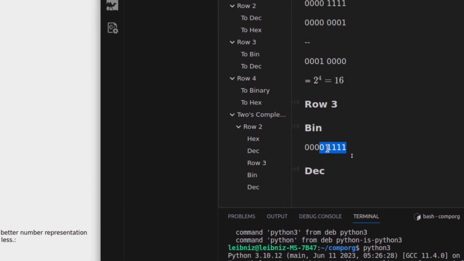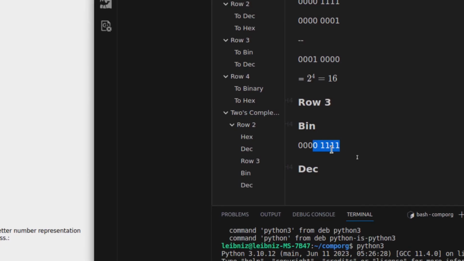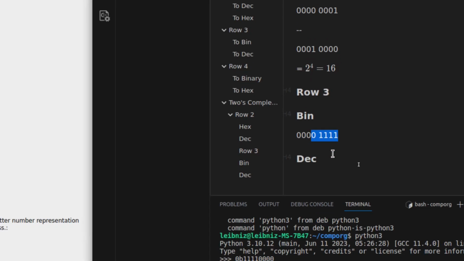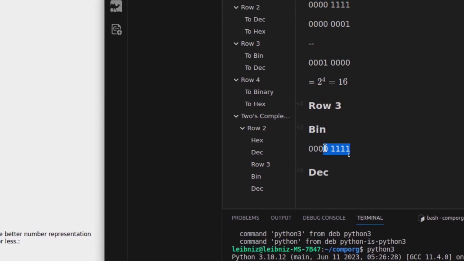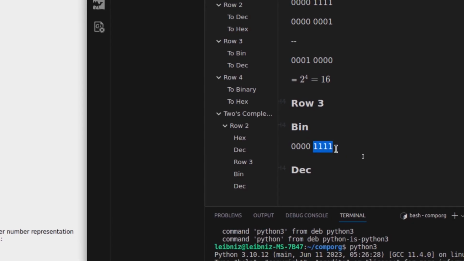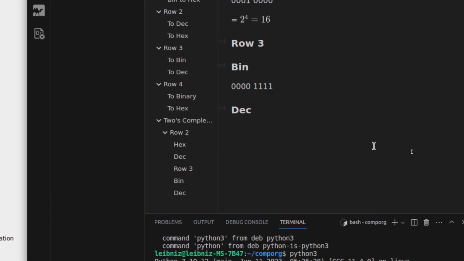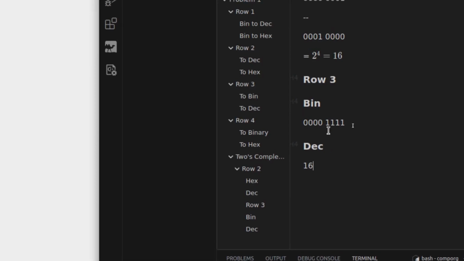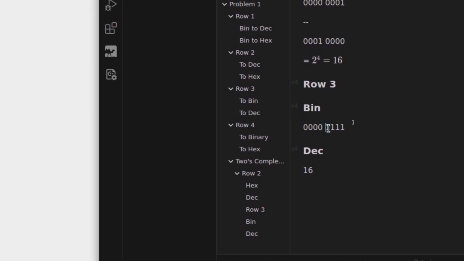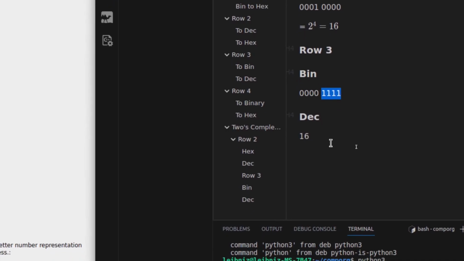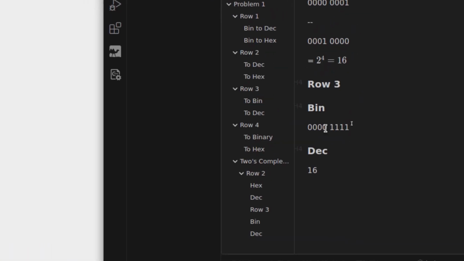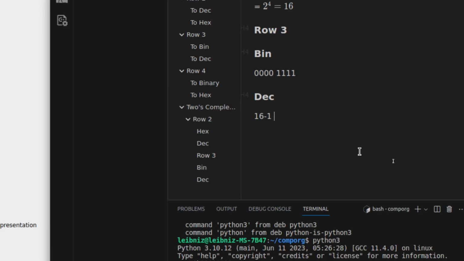Notice, by the way, that I'm now finding shortcuts. I don't want to go through the official procedure every single time because it can sometimes be long. One nice way to see what this is: it's just 1 shy of a 1 followed by all zeros. We already know that would be 16, 2 to the 4. But since it is 1 less than that, it's 16 minus 1, which is 15.